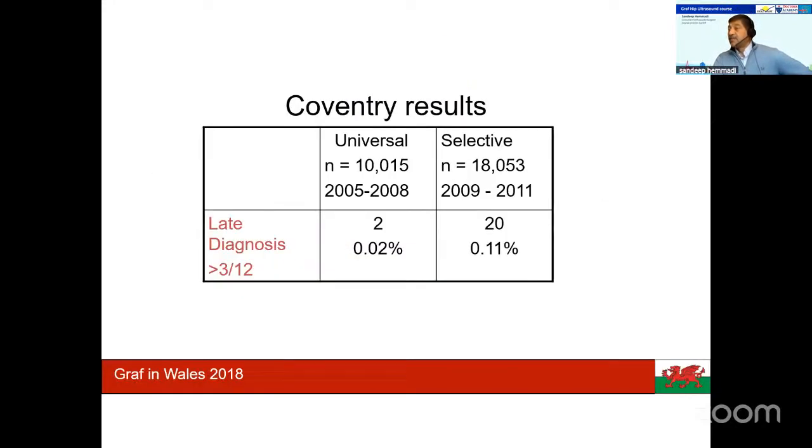Here's a good example. When he was doing universal screening in the period between 2005 and 2008, the late diagnosis rate was 0.02%. As soon as he retired, I think in 2008, in the next 3 years, late diagnosis jumped, in the same period for a similar population, to almost 10 times.